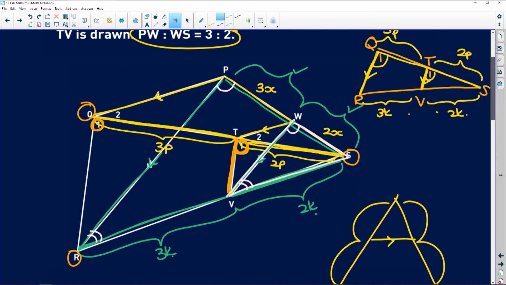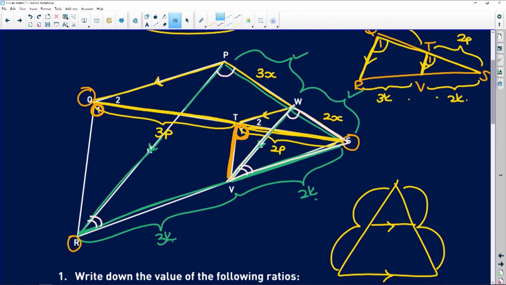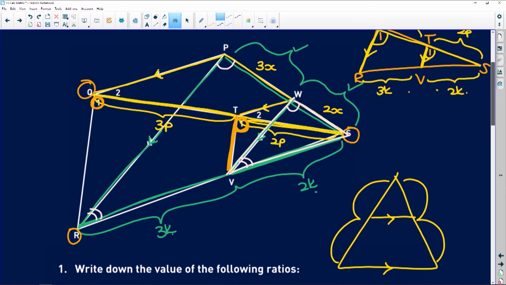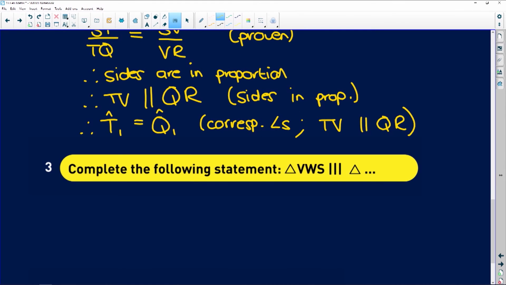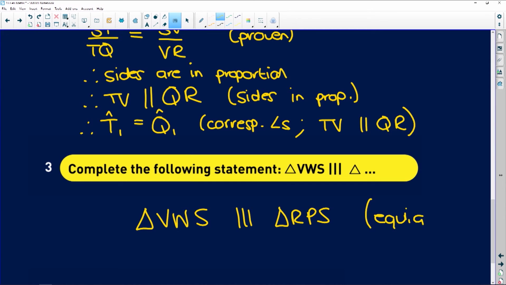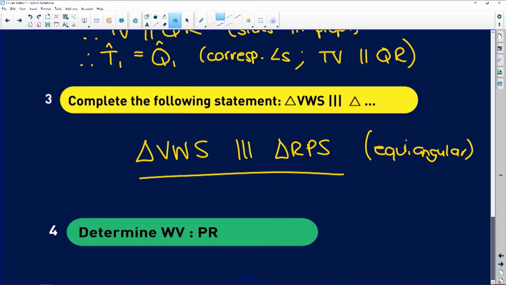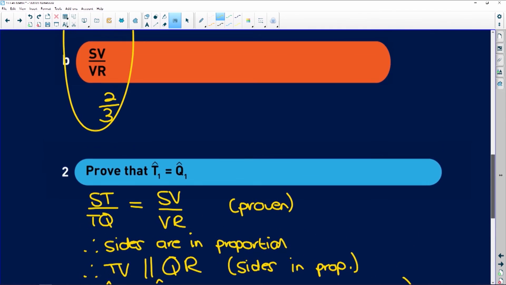Okay, so remember, similar triangles have corresponding angles. Luckily for you, you don't have to prove them. You don't have to list the angles. You can just say that VWS is similar to triangle RPS. Okay, and you could say that they are equiangular. But it doesn't say prove, it just says complete that statement. So if you just say this, that is 100% fine. And lastly, it says determine WV to PR.